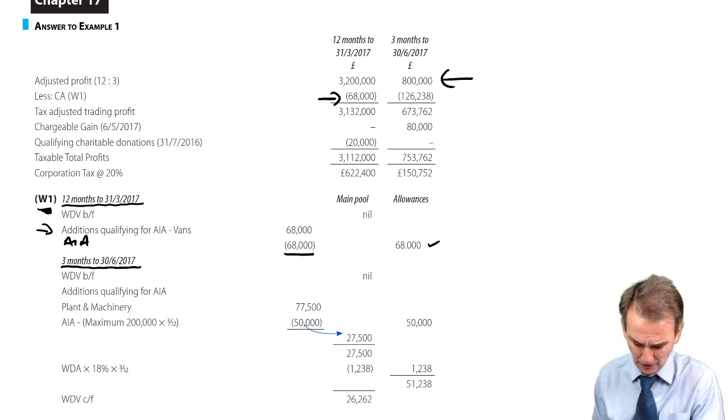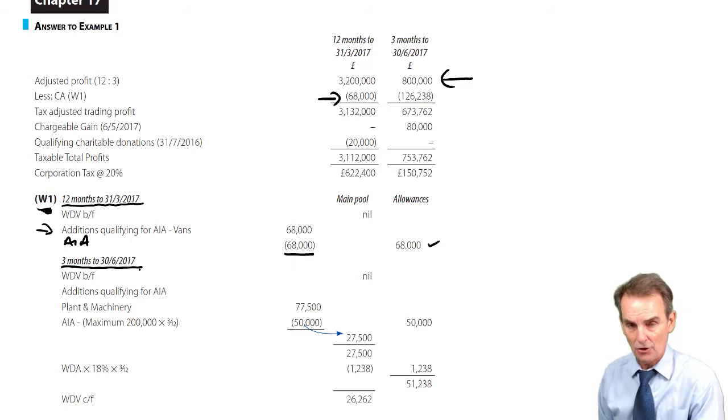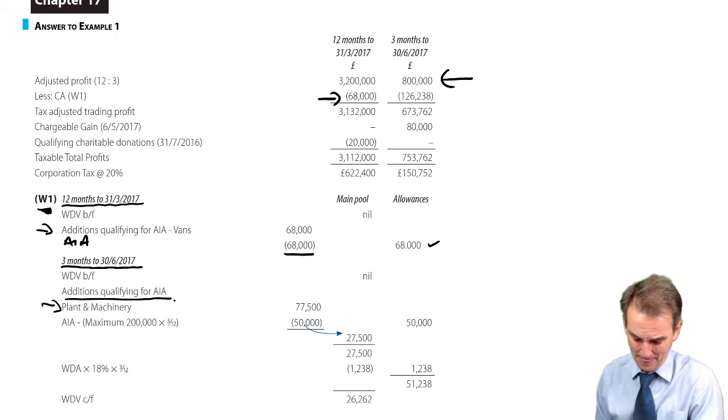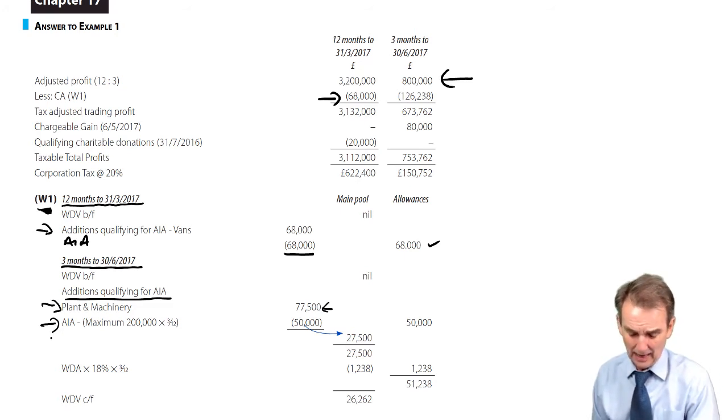On then to the 3 months to June 17, slightly more interesting in as much as, again, you've got plant and machinery that is addition qualifying for AIA. The amount is 77,500, but as we made reference to before you did it, the AIA is only £50,000 because it's a 3-month period. So the 50,000 goes into your allowances column, leaving £27,500 to go to the main pool.